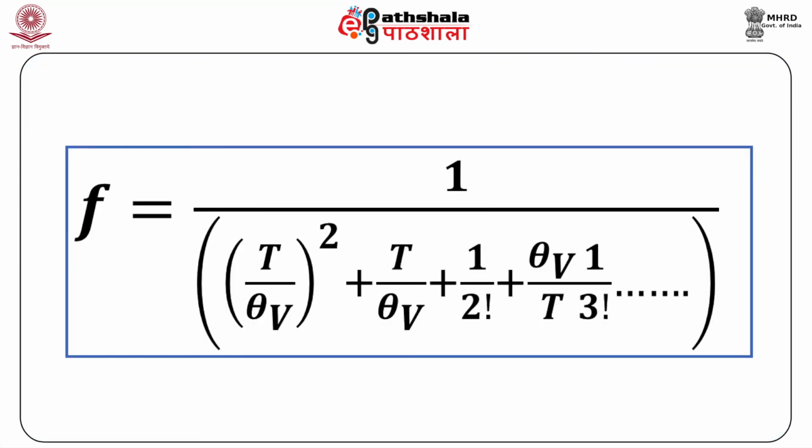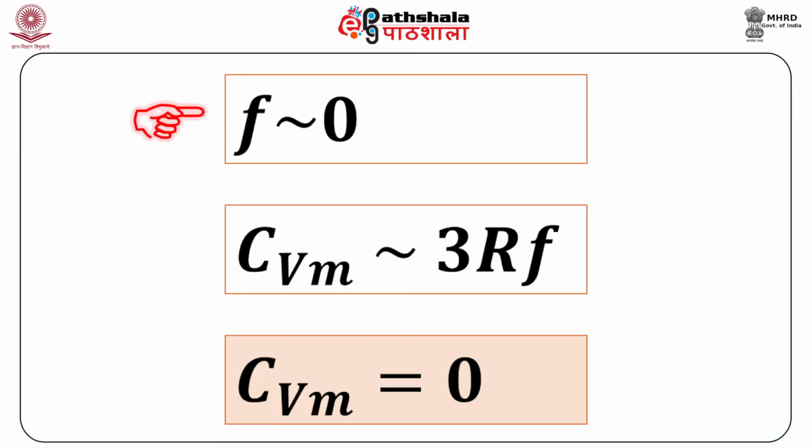So that is how the expansion will look like. And if it is rearranged, as you can see, we have done it in equation 18. This equation gets further modified, and since T by theta V is very small, because we are considering a case of very low temperature, therefore F will tend to approach 0. So this is a very important point, that when temperature is very low, Einstein function tends to approach 0, whereas when temperature was very high, Einstein function approached 1.